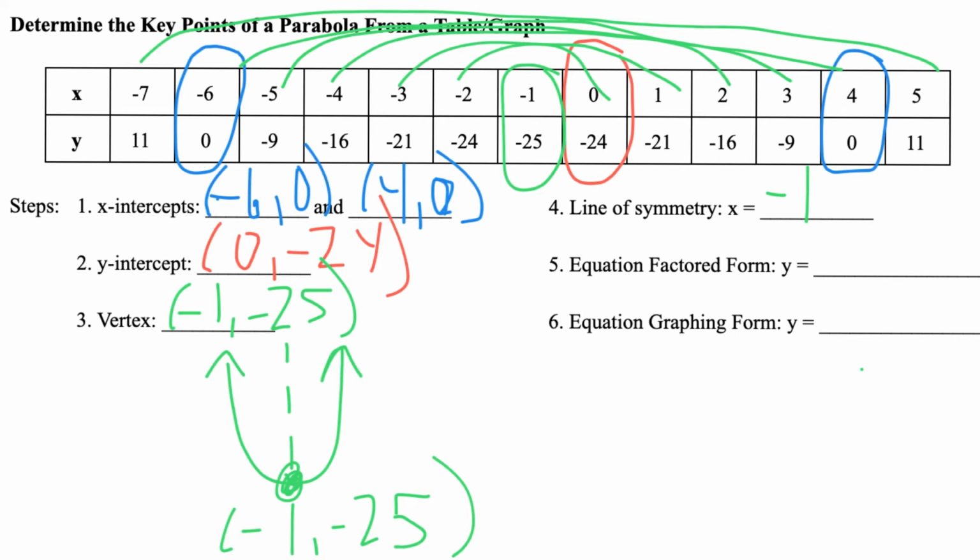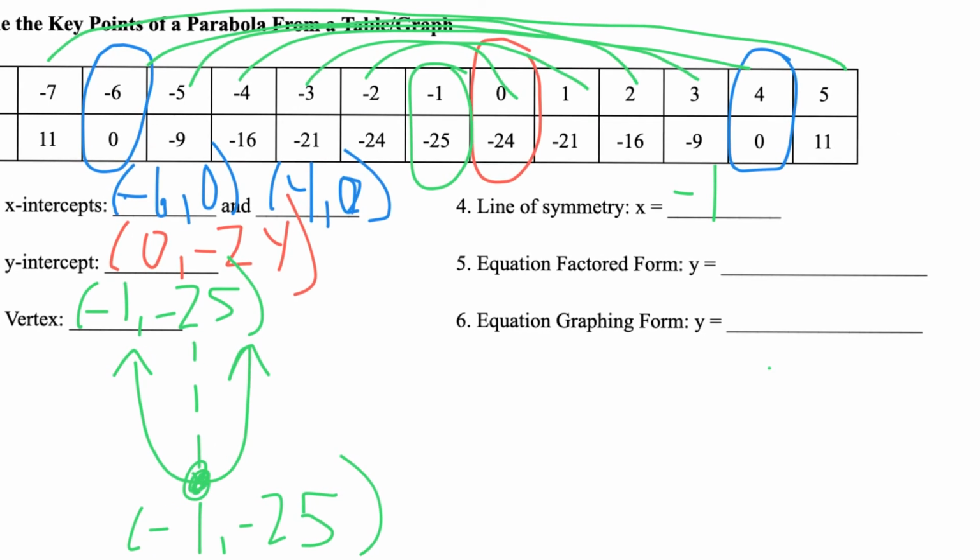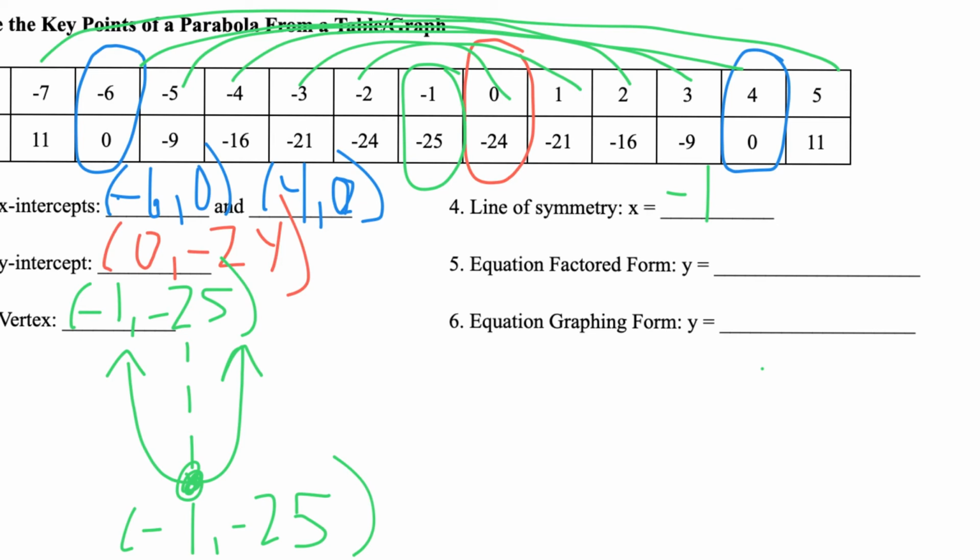The next thing that we're going to do is see if we can figure out what the equations are going to be in both factored form and in graphing form. In order to figure out the equation in factored form, we're going to go back to those x-intercepts that we figured out first. Since there's two x-intercepts, our equation is going to have two sets of parentheses, or two factors.